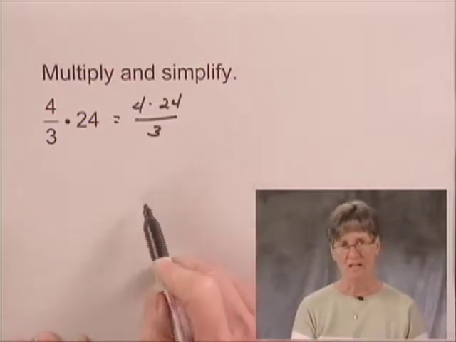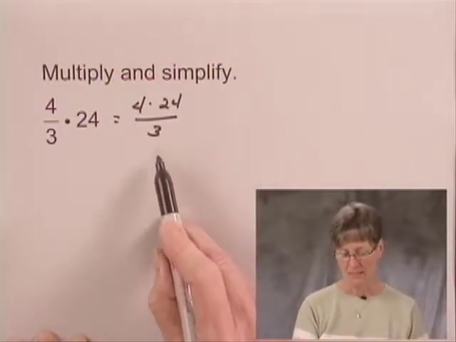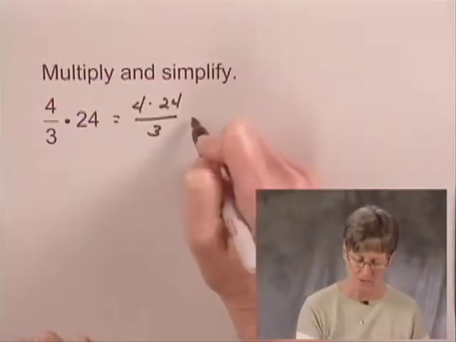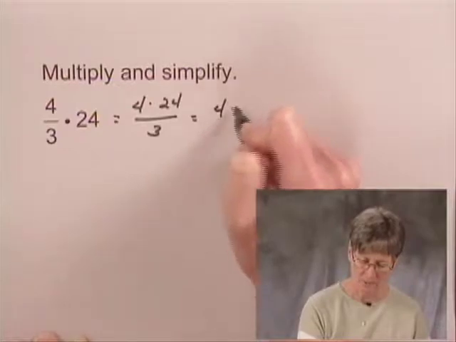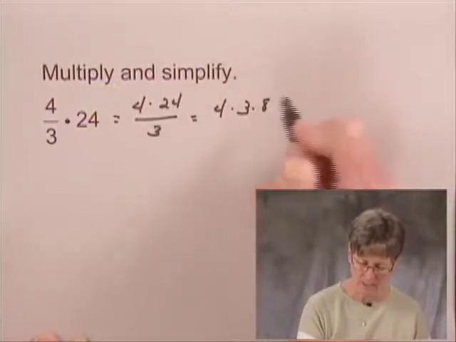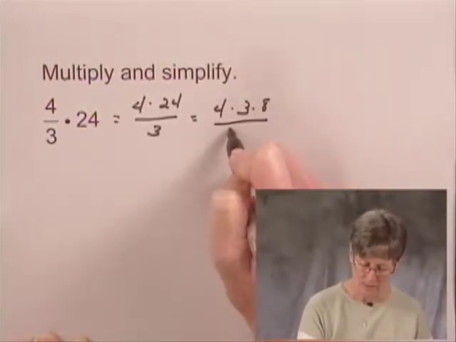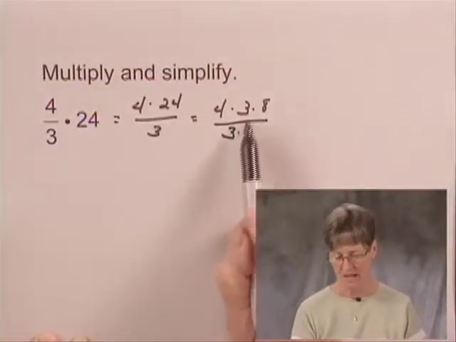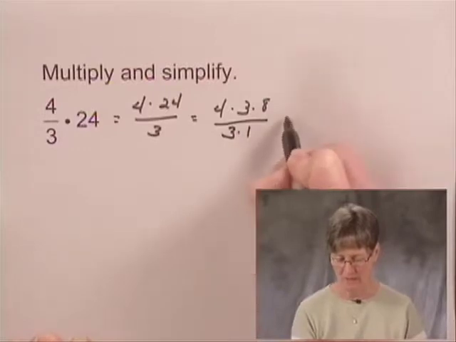And we want to simplify this fraction if we can. We see that 24 has a factor of 3, and there's a factor of 3 in the denominator. So I'm going to rewrite the numerator as 4 times 3 times 8. And I'm going to write the denominator now as 3 times 1. There's a factor of 3 in both the numerator and the denominator.